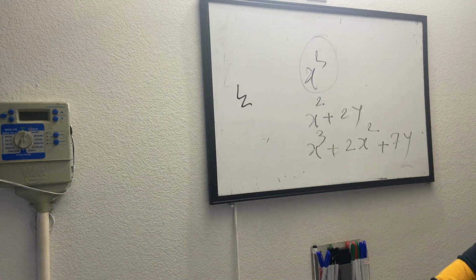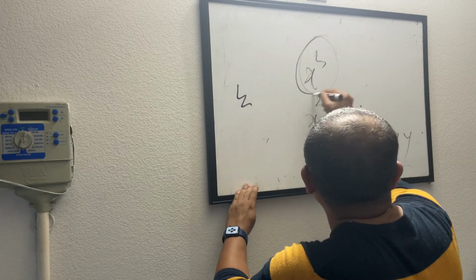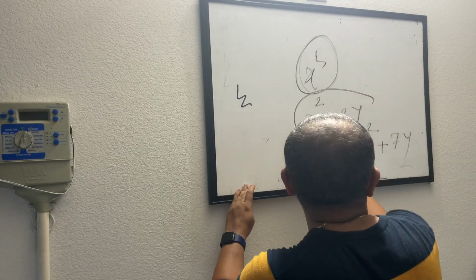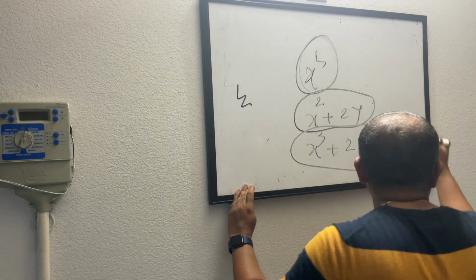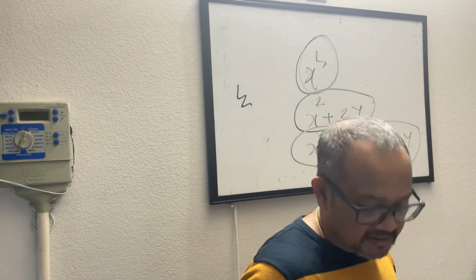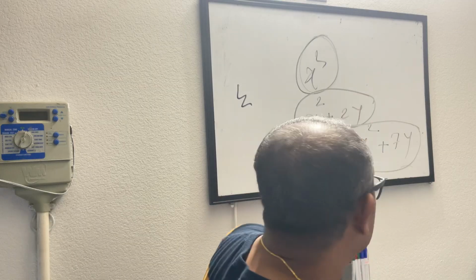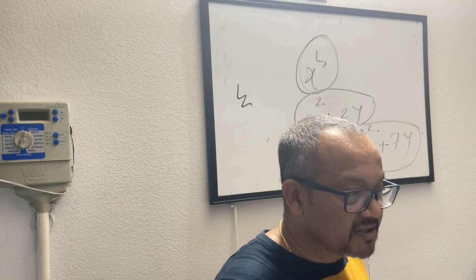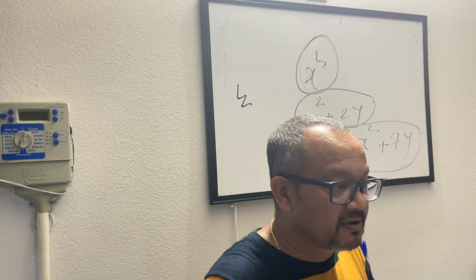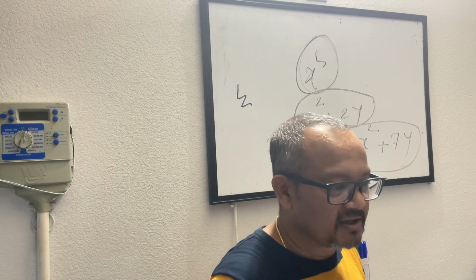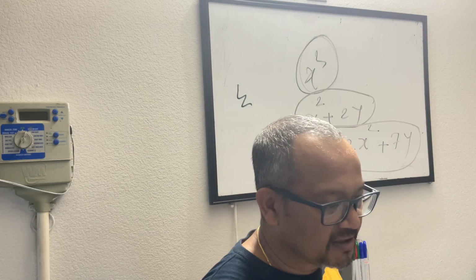Okay. So this one that you see, this is x squared. This one that you see has x squared plus 2y. This has x cubed plus 2x squared plus 7y. Yes, Tansi. I was asking what is the basic difference that you see between these three? One thing is common, they are all expressions because none of them have an equal to sign. Yes, Tansi, go ahead.